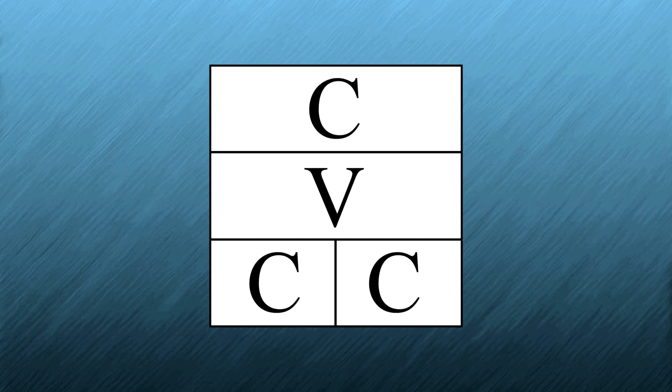However, if we want to use a horizontal vowel, we'll need a different 4-letter syllable block. Here's that second block. This block also uses 4 letters and can be used when you have a horizontal vowel. Here's a quick example.